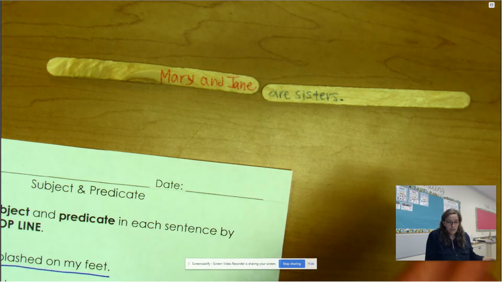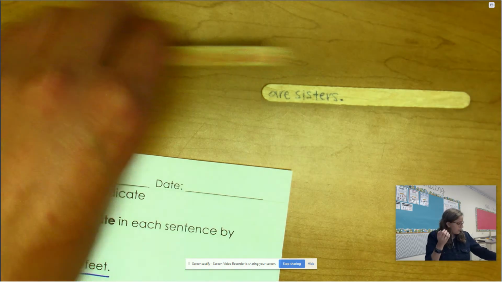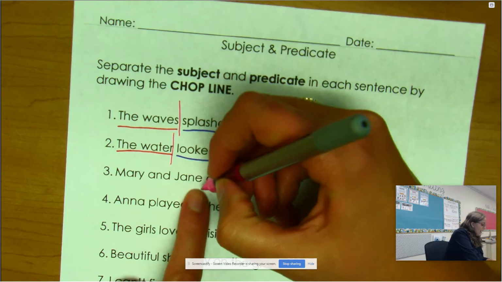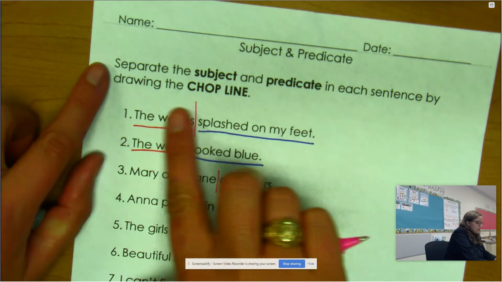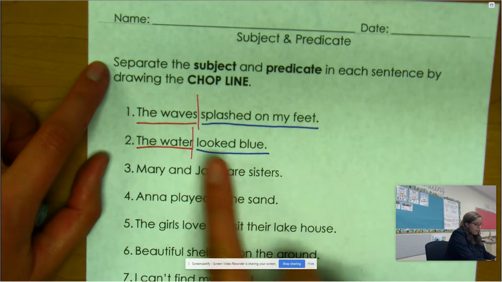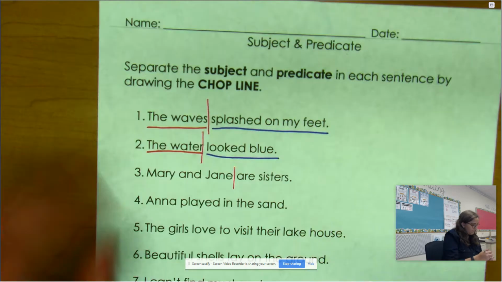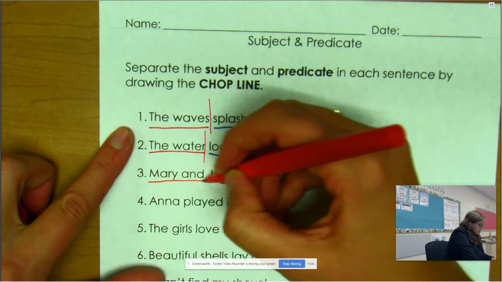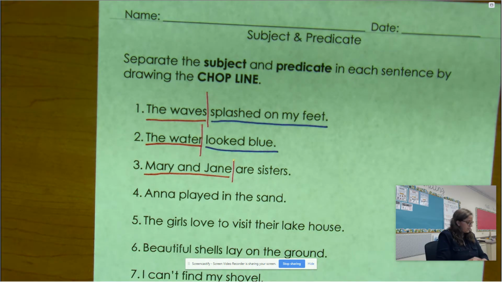They are sisters. Okay. So on our paper, our chop line is going to go after Mary and Jane. Do you see on this side of the chop line, we have our whole subject, and on this side, we have our verb and the rest of our predicate. So we have Mary and Jane as our subject. Are sisters is our predicate.